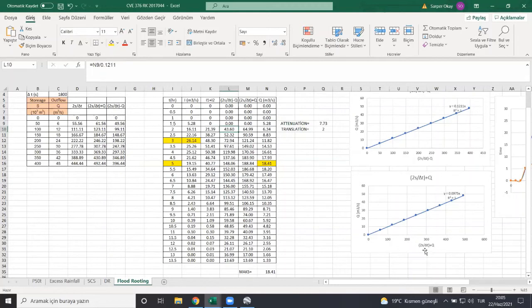And you'll draw for the plus Q, discharge versus 2S divided by delta T plus Q. You'll draw these graphs. You'll take the equation of the graph. So these are basically your slopes.